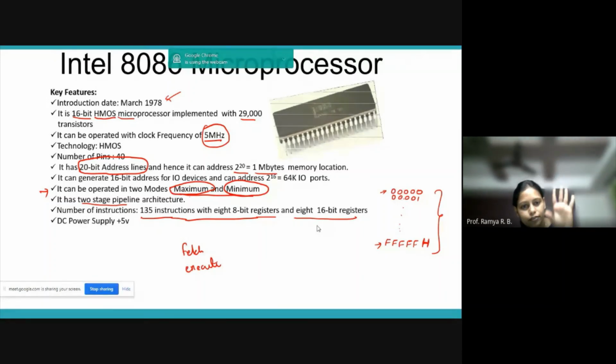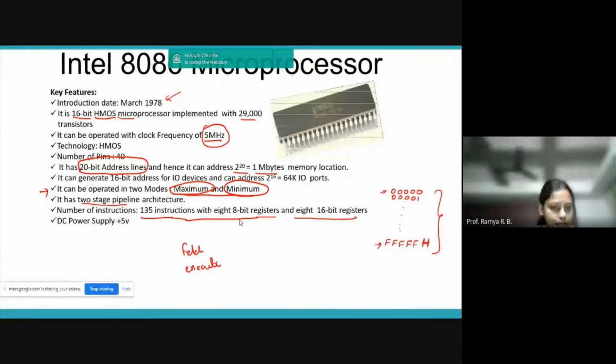8086 can operate in 2 modes, maximum and minimum. Minimum means it's a uniprocessor configuration. 8086 is the only processor in the system. Maximum mode means there are other co-processors working along with the 8086 microprocessor. 8086 has a 2-stage pipeline architecture, which is responsible for its increase in performance when you compare it with 8085. 8085 में pipelining का concept था ही नहीं. Then the instruction set of 8086 has 135 instructions. Power supply is +5 volt. 8086 microprocessor जो है वो +5 volt power supply पे काम करता है.